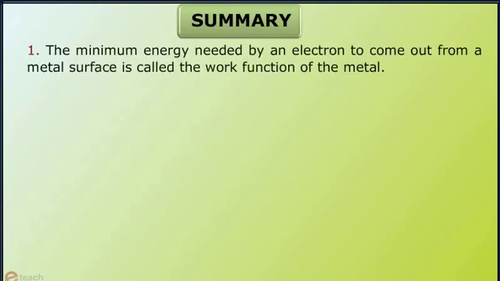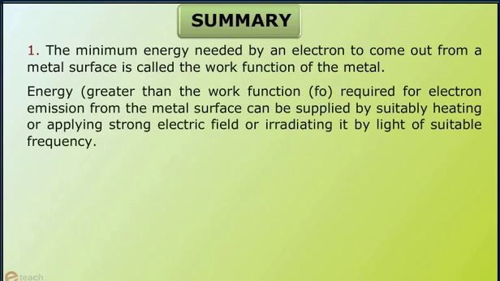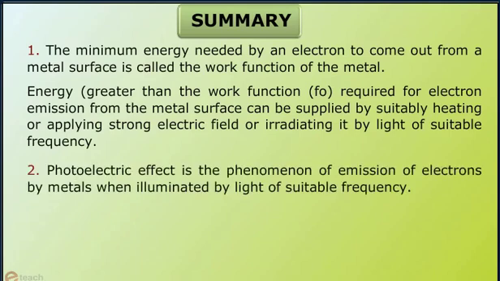Summary. First, the minimum energy needed by an electron to come out from the metal surface is known as the work function of the metal. Energy greater than that of the work function φ0 is required for electron emission from the metal surface, and can be supplied by suitable heating, applying a strong electric field, or irradiating it with light of suitable frequency.